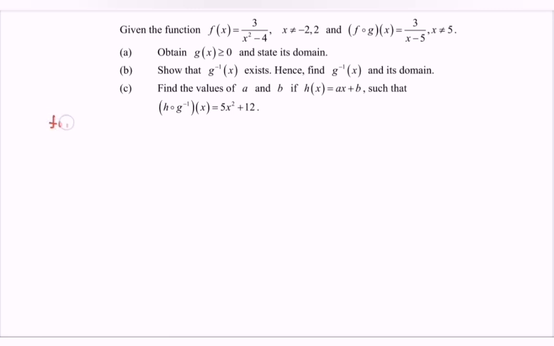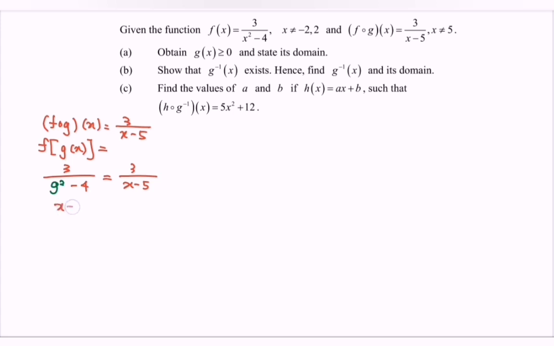So here we have f∘g equals 3 over x minus 5. Since it refers to this situation, we are going to substitute the function g(x) into the function f. So kindly substitute g(x) into the function of f. Here we have 3 over g squared minus 4 equals 3 over x minus 5. So kindly cross multiply and then simplify.